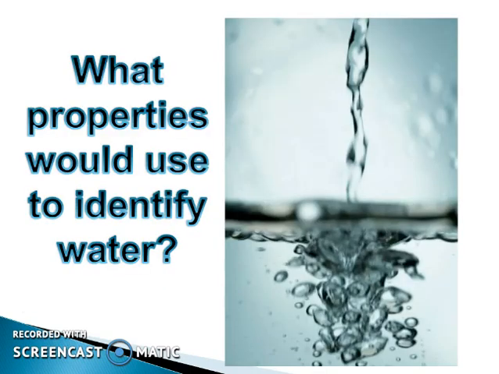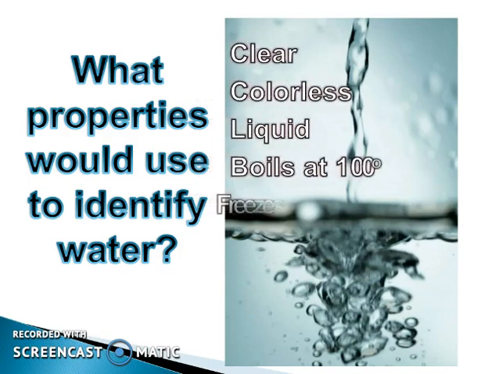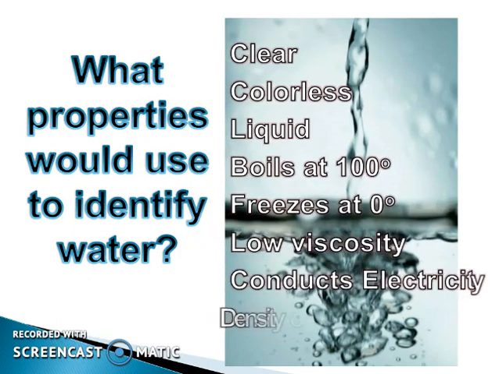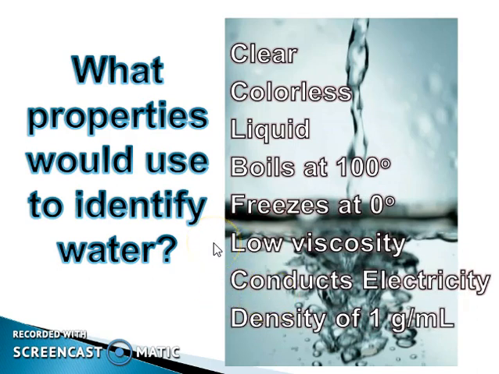So what physical properties could you use to identify water? Lots of students say it's wet, and wet is not a very good term for it. So think of other things and pause it here for a minute and try to list 3 of them. When I think of water, I think that it's clear and colorless. It's a liquid. And I can also think about the boiling point and the freezing point to help identify it. It also is not very viscous.